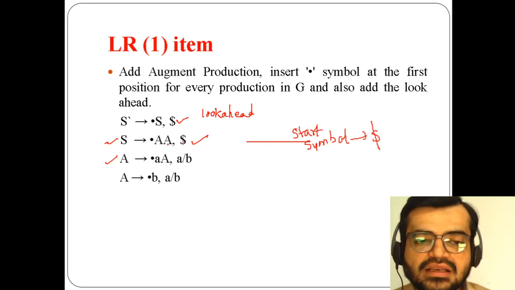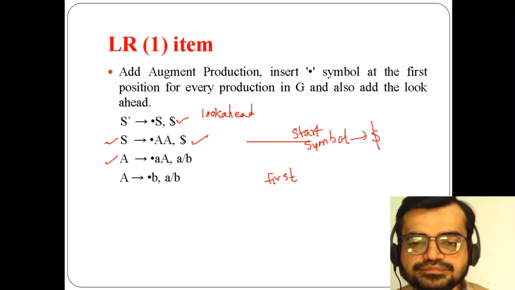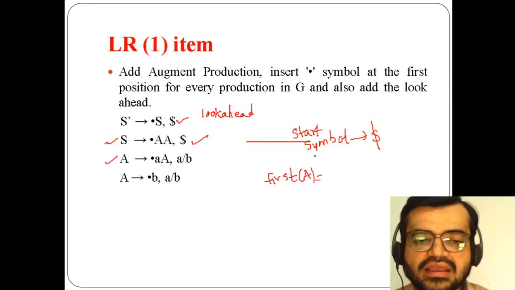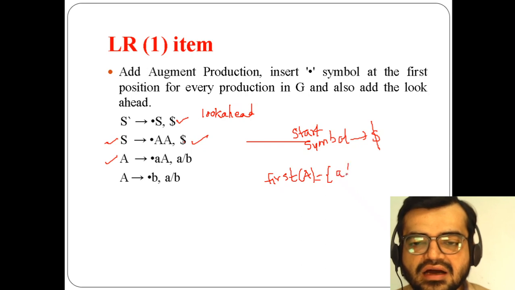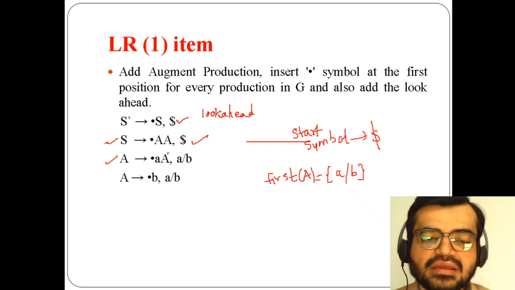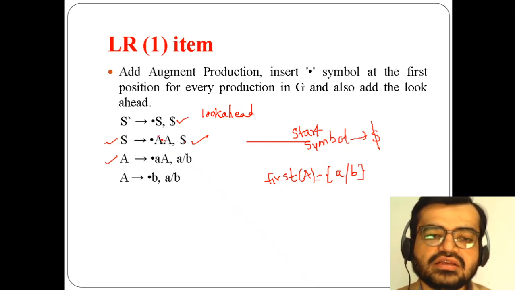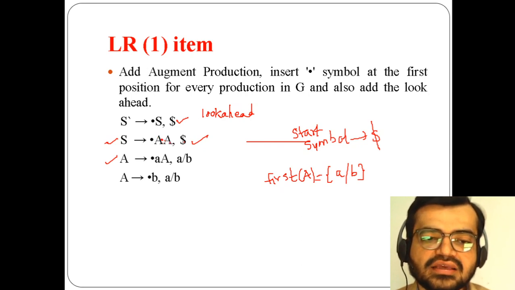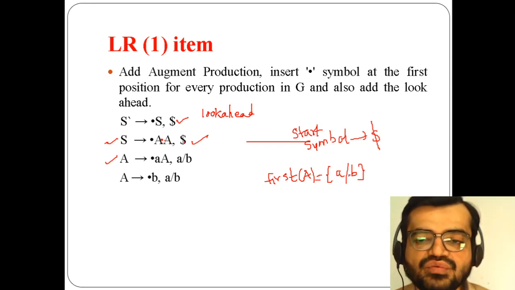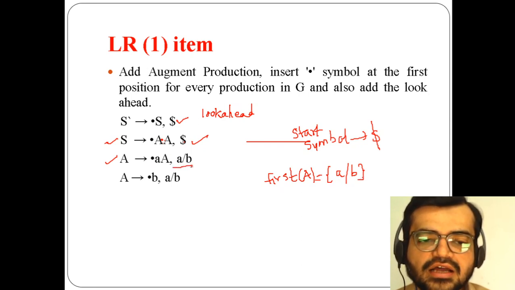If I find a non-terminal here, what is first of A? The first of A is a or b. For the third production, in order to get the lookahead symbol, you need to compare here. The dot is here, so after the dot, this symbol is there, so I have to use first of A, which is a or b. So here I am using a or b as the lookahead symbol.